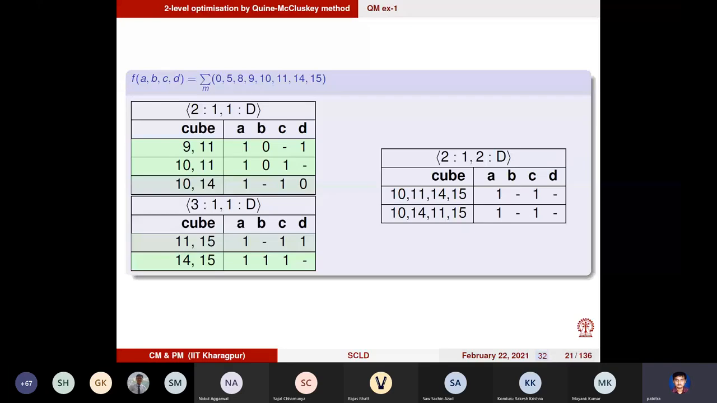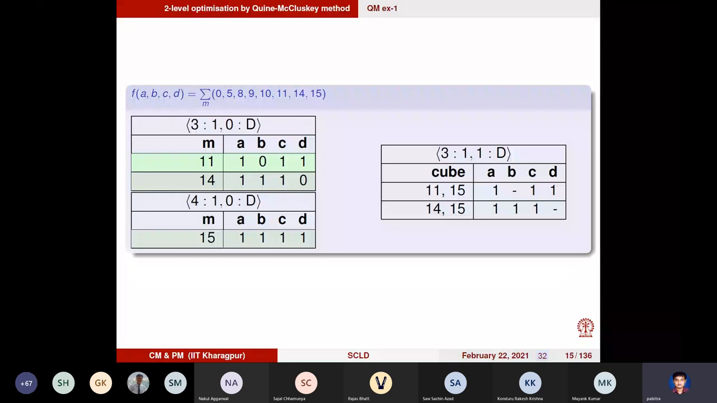And you remember we put a tick mark. So in the end of this process, all the cubes where I was unable to put a tick mark would constitute my prime implicant set. So for example, suppose this was not combined further, so AC would be a prime implicant. Similarly, let's say here, this could not be combined. Then ACD would be a prime implicant.